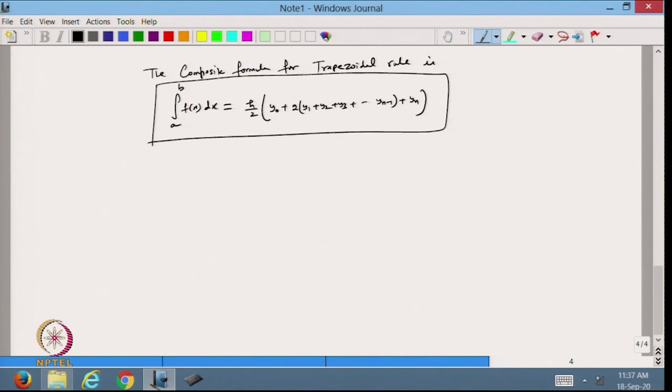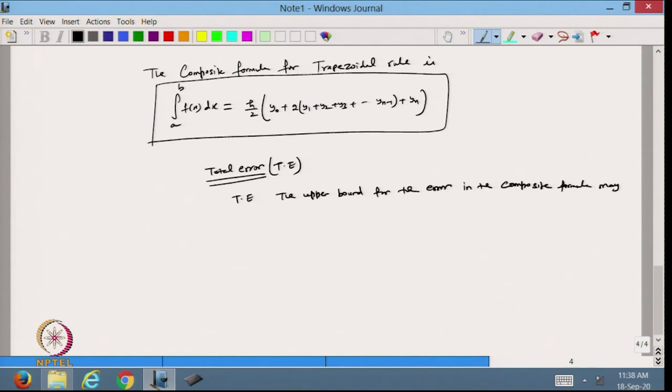And what about the error in this case? Of course, the error will be added, so I can write the total error, Te. How can I find the total error? I can add these errors. The upper bound for the error in the composite formula may be taken as n times the largest error in any sub interval.